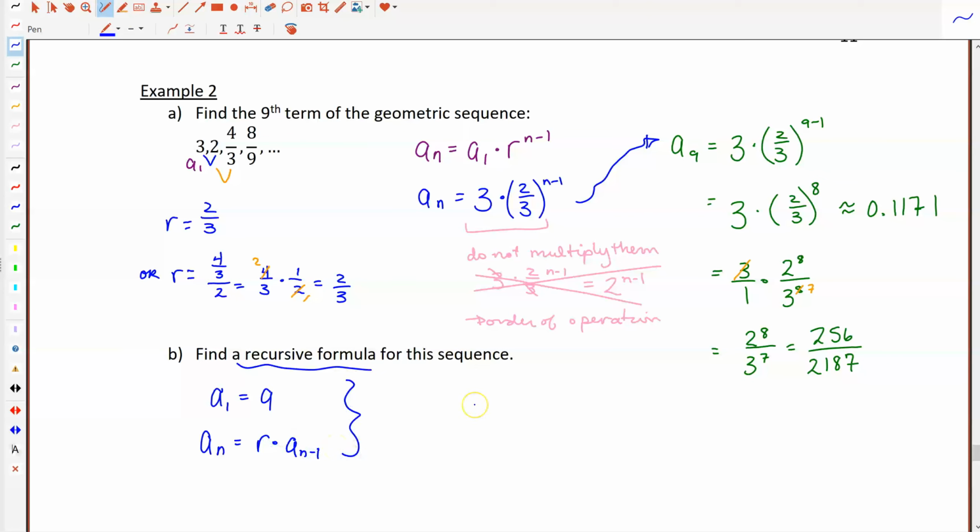So taking all of that into account for this specific sequence, we would need to tell people where we're going to start, which is going to be at 3, and then any term after that, a sub n, is going to equal my common ratio, which is 2/3, times a sub n minus 1. So this is just saying if you want to get to a specific term, do 2/3 times the previous term. That's all I have to do for my recursive formula. Okay, so this would be the answer for that part.